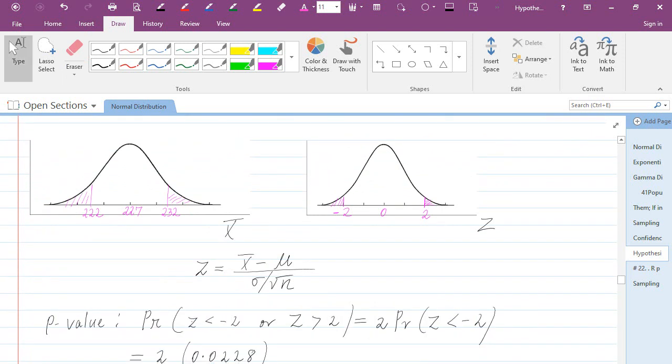So here is what we're doing then. We want to know the probability that x bar is here or here. Now we're going to look at the z-score. So the z-score is x bar minus the mean over sigma over root of n. So for 227, the z-score would of course be 0. For 232, here the mean would be 227.